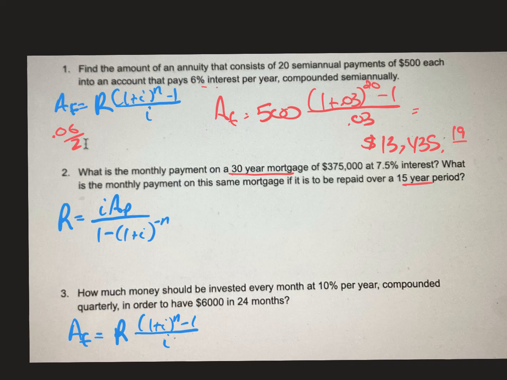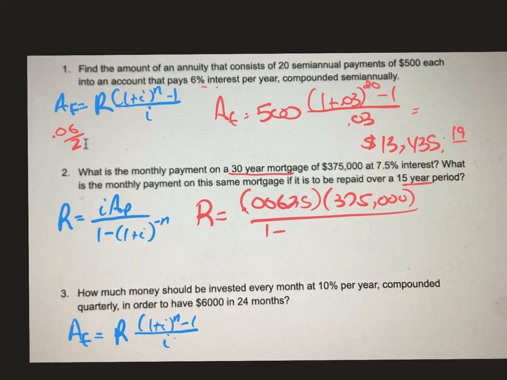So for the 30, the payment would be the interest rate. Now the interest rate is 7.5%, and you've got to divide that by 12 because remember with mortgage interest, it's based on the month. So you pay interest monthly on the amount you owe monthly. So my interest rate is actually 0.00625. And P stands for the mortgage amount, which is $375,000, over 1 minus 1 plus, which would really be 1.00625, to the negative N. Now 30 years is 360 payments.